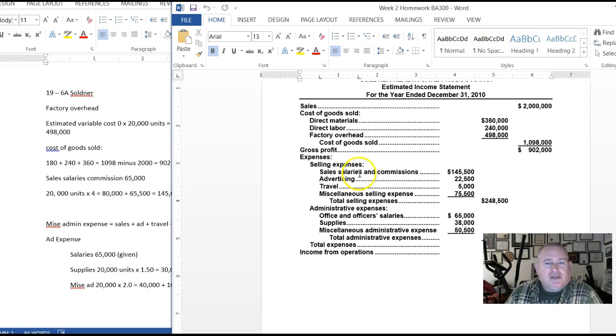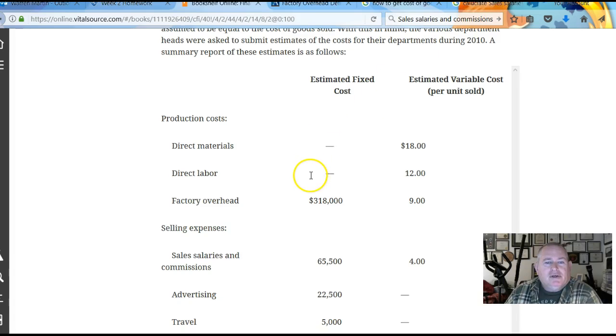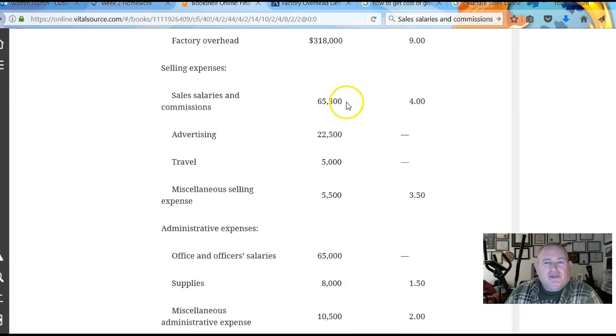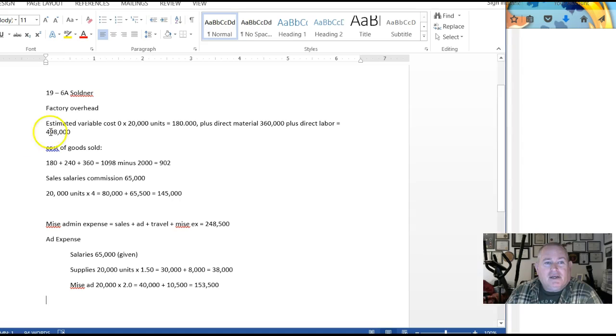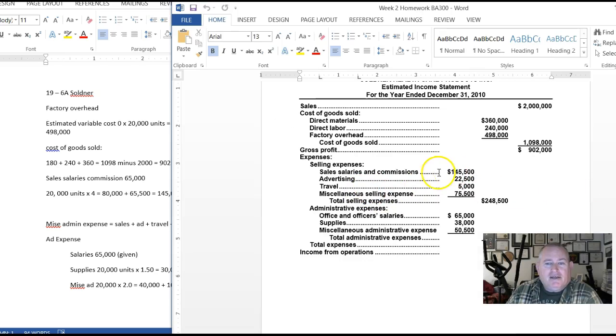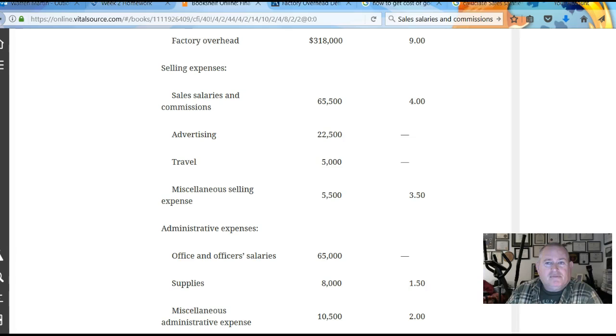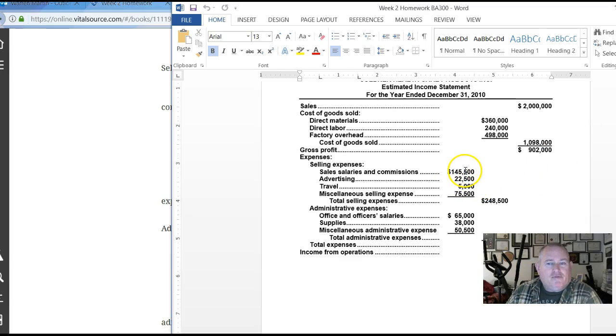As you move down here, your selling expenses. This is also here. We've got the 65.5, and we've got the 4 that's in the variable. So what we're doing is 4 times the 20,000. You do 4 times the 20, and that gives you the 80, and I've got this a little bit over here too. That gives you 80,000. Plus you add that 65.5, and that gives you the 145.